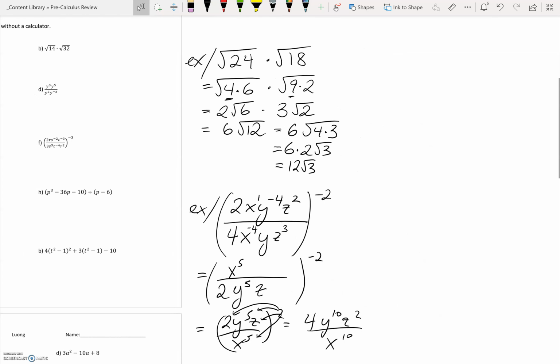You can also do a different way if you wanted to. So this is one method. You could have also did the reciprocal first and then square everything inside and then subtract them. I think this is a little bit more quicker though. I was able to do it in 3 lines.